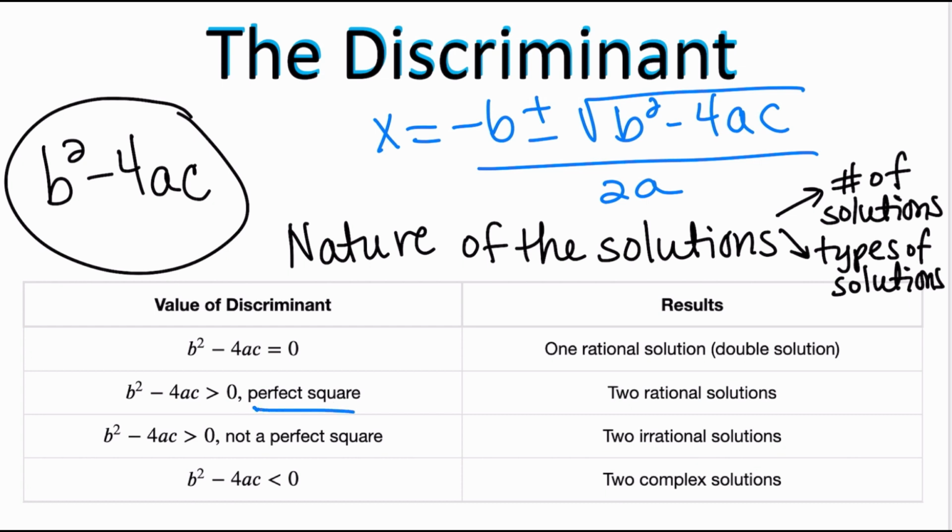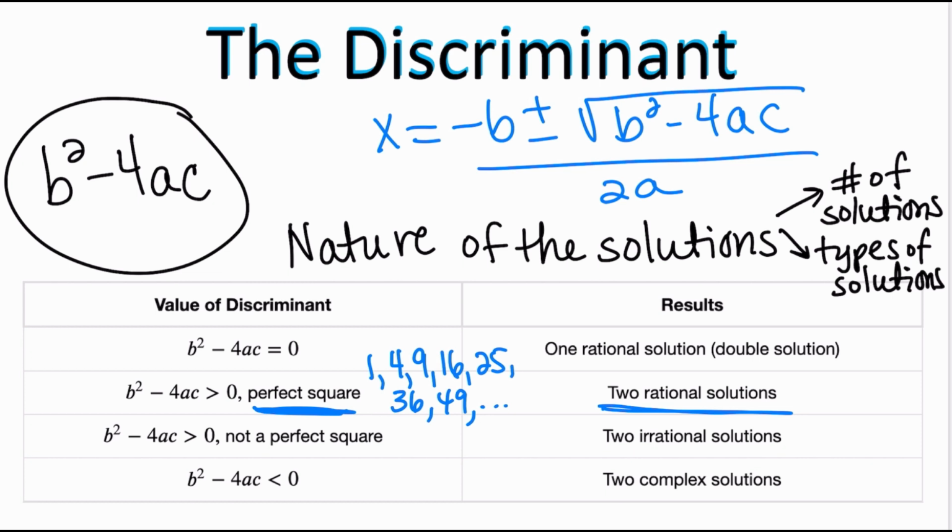If instead the discriminant is equal to a number that is positive, and that number that is positive is a perfect square. What are perfect squares? 1 is a perfect square, 4, 9, 16, 25, 36, 49, etc. Okay? Because 1 squared is 1, 2 squared is 4, 3 squared is 9, 4 squared is 16, and so on. If when you do the discriminant, you get one of these perfect square positive answers, that means that you're going to end up with two rational solutions.